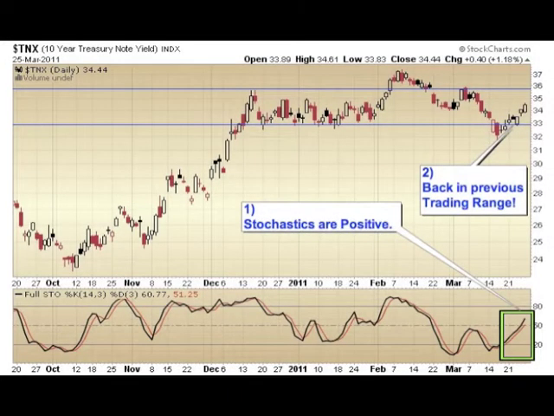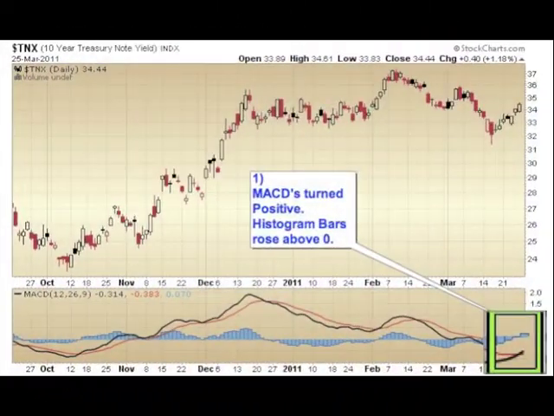And the stochastics on the Treasury yields here are looking positive. Down at 0.1 is showing, we gave it a green mark. And up top, 0.2 shows we're back in the previous trading range that we were stuck in for a while back in December. MACDs have turned positive as the black line crossed over the red line, and the histogram bars have risen just above zero as well, so we gave this one a green mark.